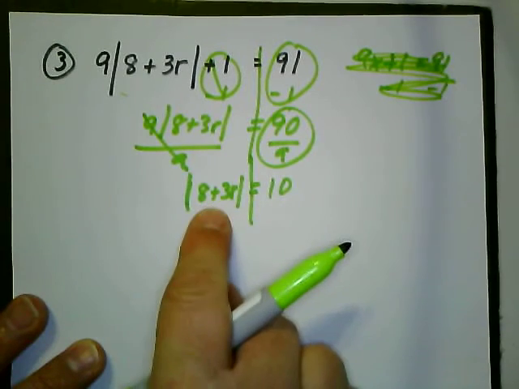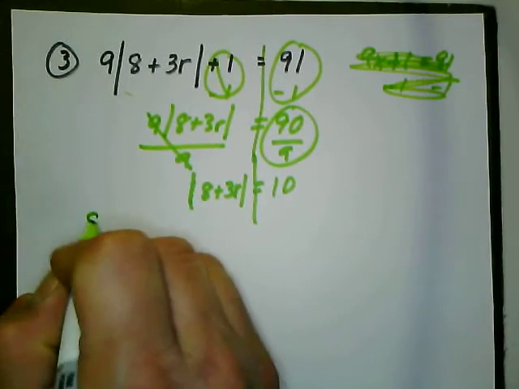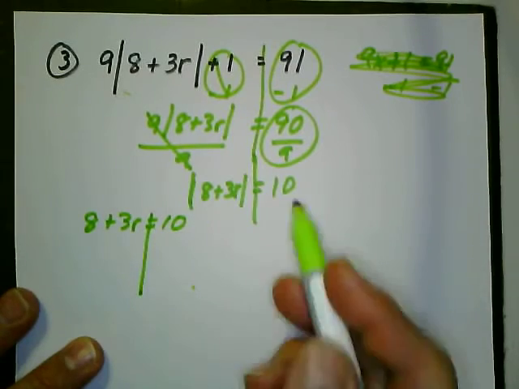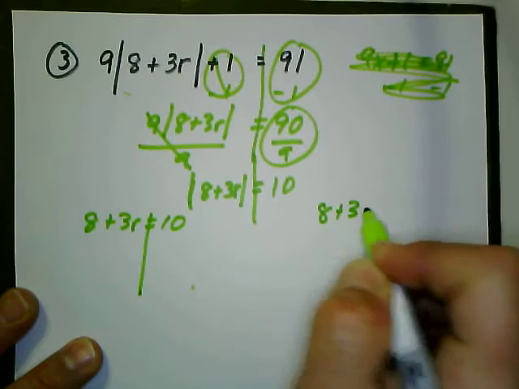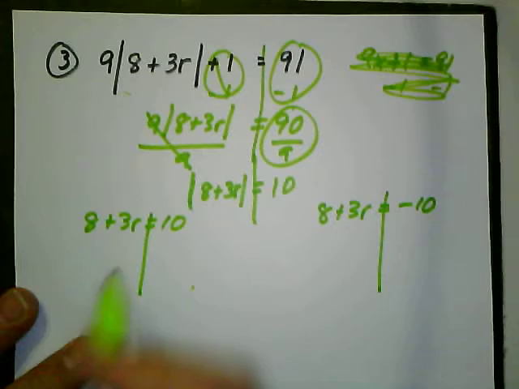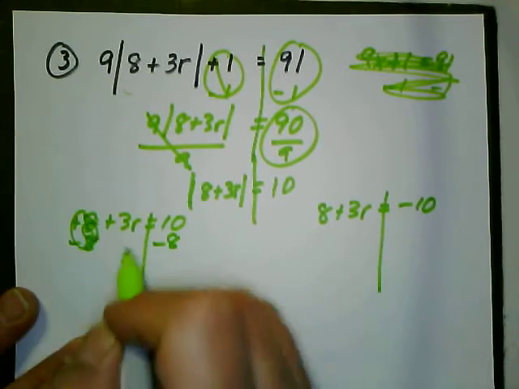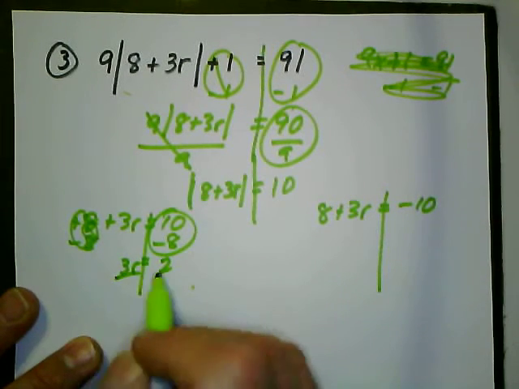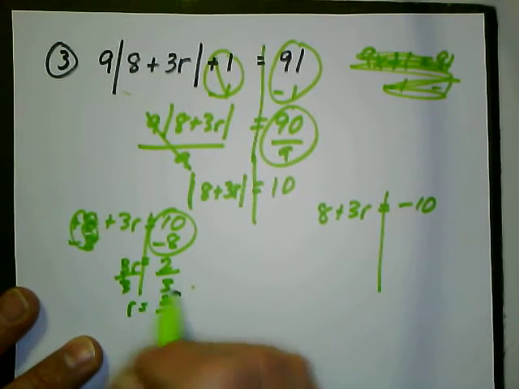Now we have it just as an absolute value. We can split it apart now. So we have 8 plus 3r equals 10. That's what it says. And then we do it with a minus 10. So 8 plus 3r equals -10. Since it's plus 8, we're going to subtract the 8 from both sides. 3r equals 2. And divide by 3. And it's r equals 2/3.